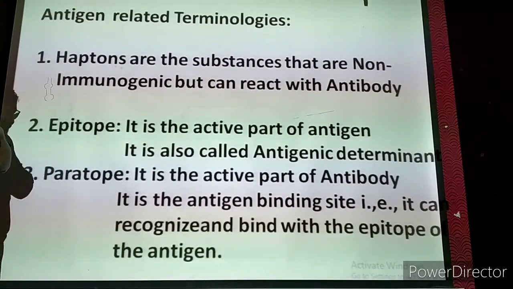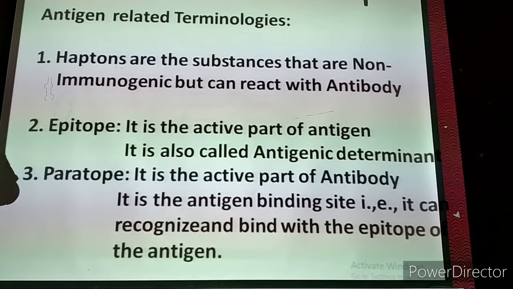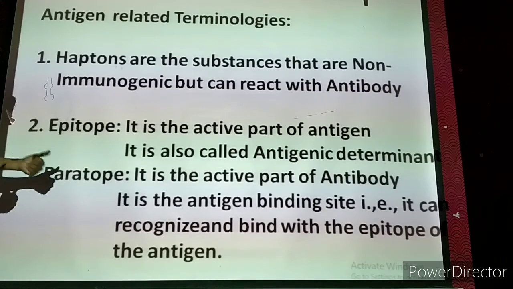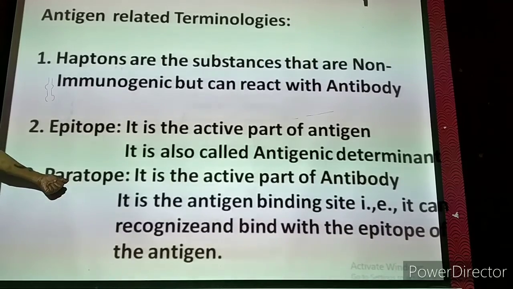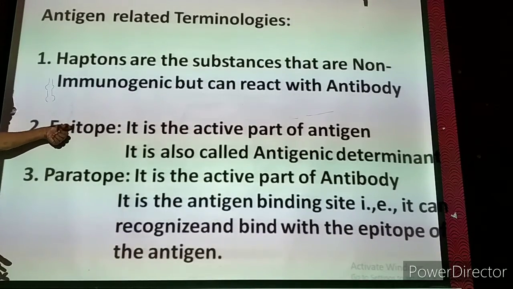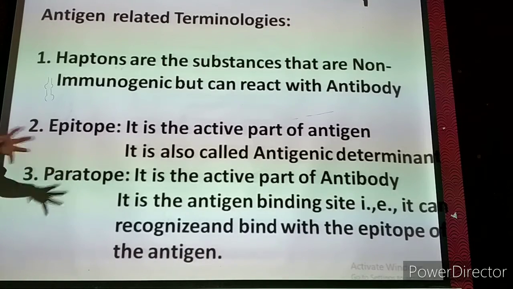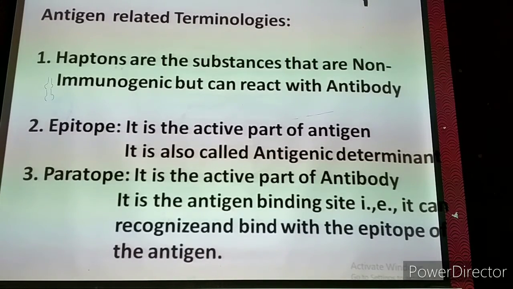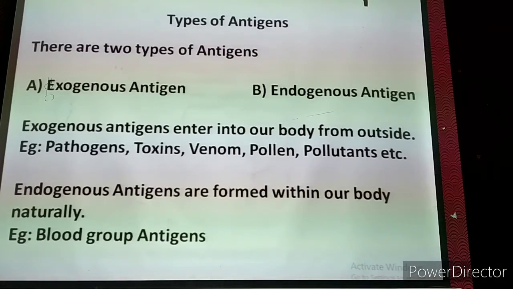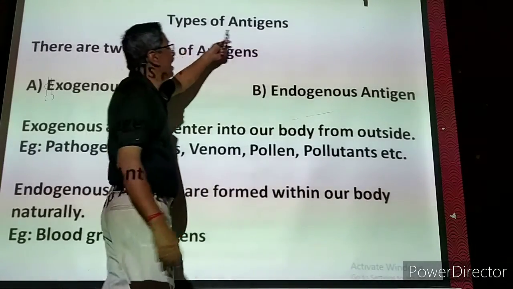Both will bind. Once the binding is there, reaction will take place. If the antibody is powerful, the paratope is powerful, the microorganism will be destroyed. If the epitope is powerful, the microorganism is powerful, the paratope will be destroyed. That is, the antibody cannot do any work like that. So these are the three terms we have to know the meaning of: haptens, epitope and paratope. Now we are going to study about types of antigen.